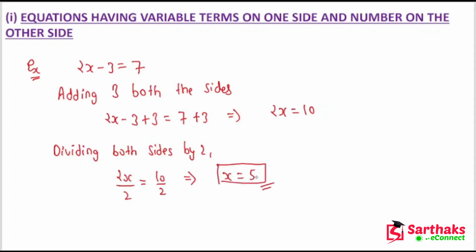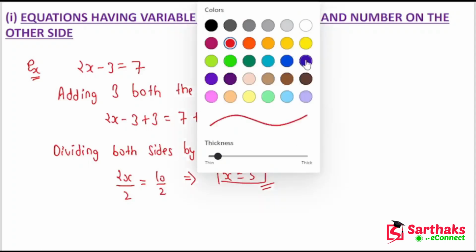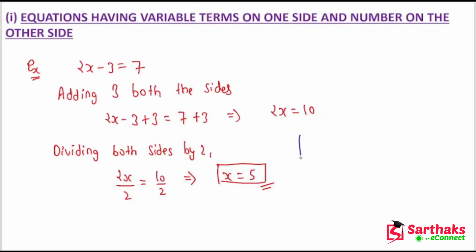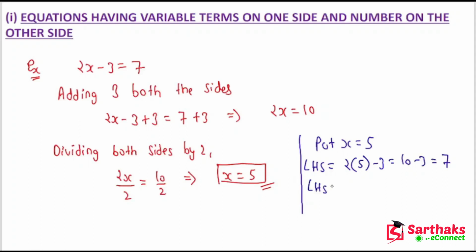Now you can verify it by putting x equals 5 in the equation. You should always verify your answer so that you can be sure, right? Put x equals 5 in the original equation and let us check the LHS. The LHS would be 2 into 5 minus 3, which is equal to 10 minus 3, which equals 7, right? So you can see that LHS is equal to RHS at x equals 5. So clearly x equals 5 is a solution and it is correct. This is how you can find the solution of equations having a variable on one side and a number on the other side, and then you can verify the same.